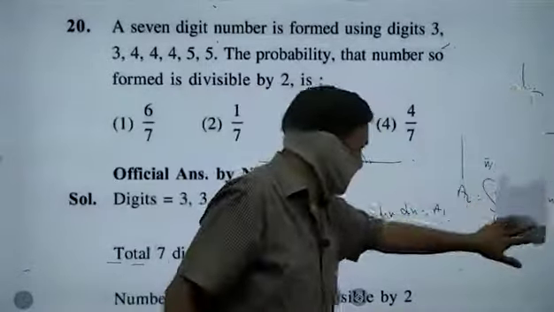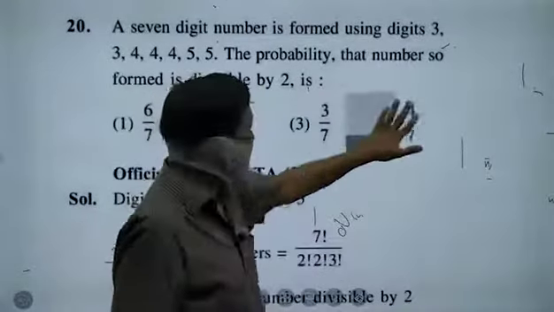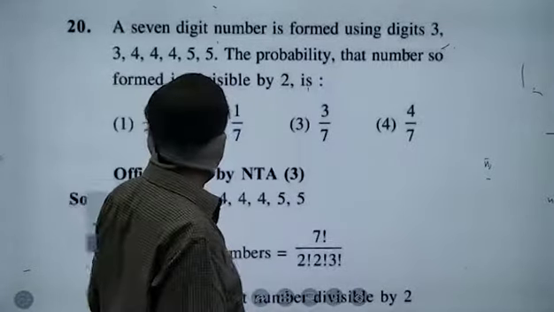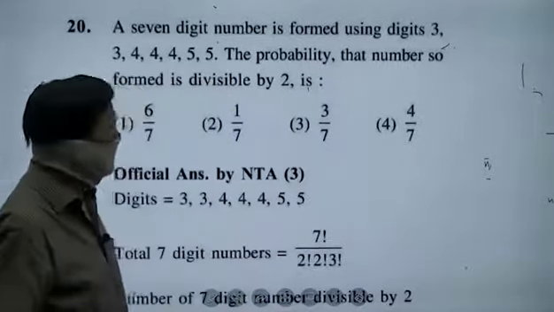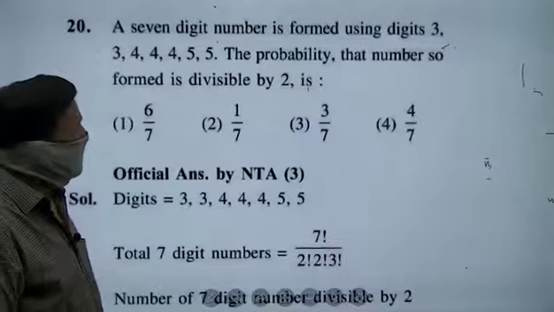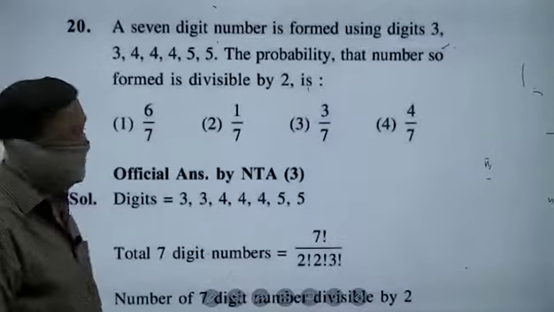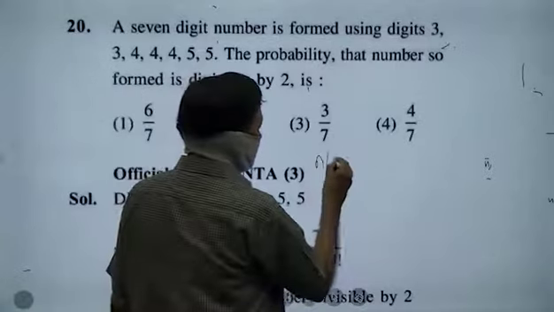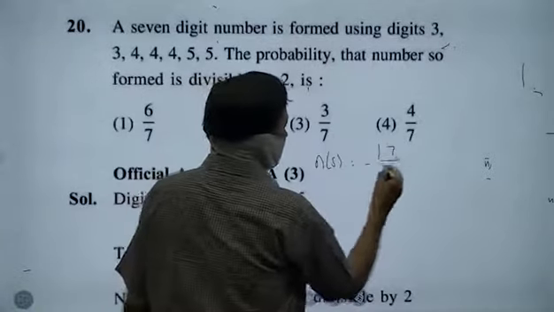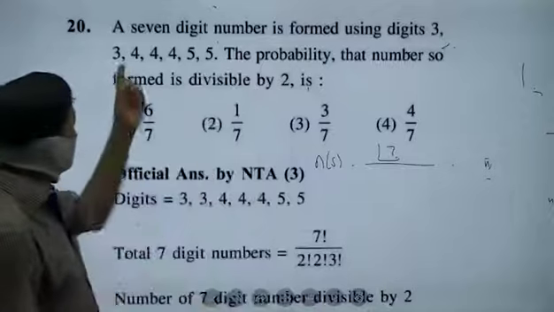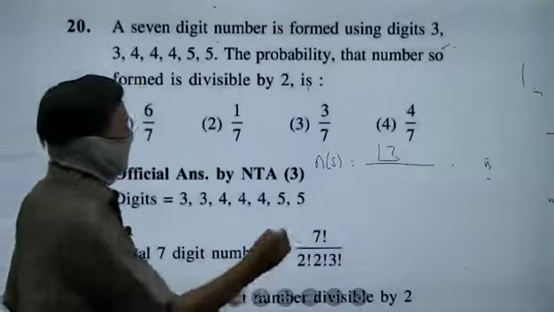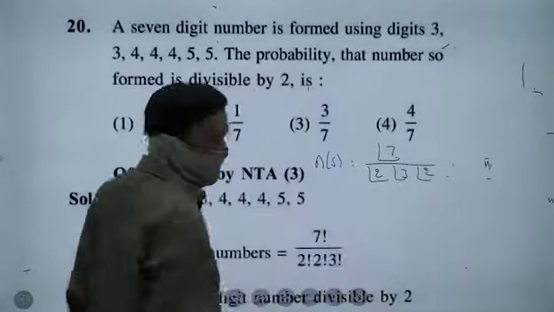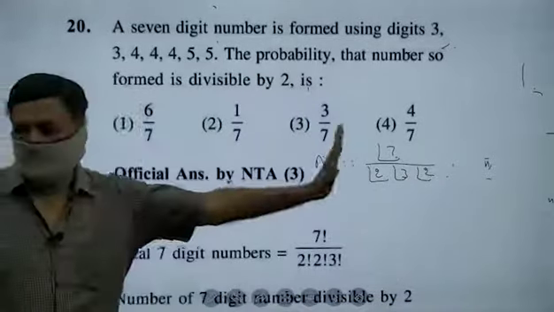The next question: a 7-digit number is formed using the digits 3, 3, 4, 4, 4, 5, 5. Find the probability that the number so formed is divisible by 2. So how many numbers are there? First of all, factorial 7 divided by the repetitions: factorial 2, factorial 3, factorial 2. That is n(S).